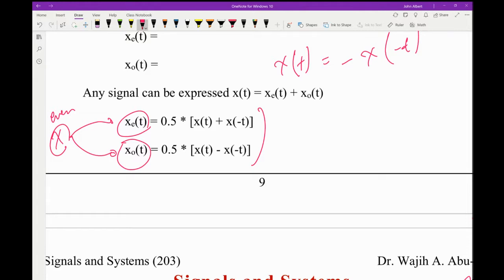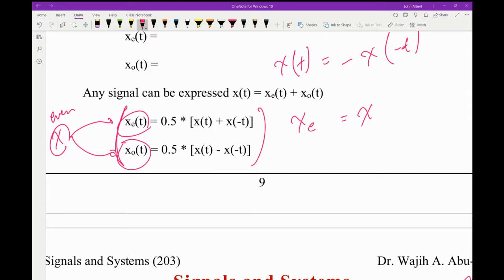For the even, it will be the function itself. Absolutely right, yes. If you try to find those two for an even function, you'll find that x even will simply be equal to x. What about x odd? Muhammad, since you're the only one who's raising your hand. 0. Yes, 0, absolutely right, yes.